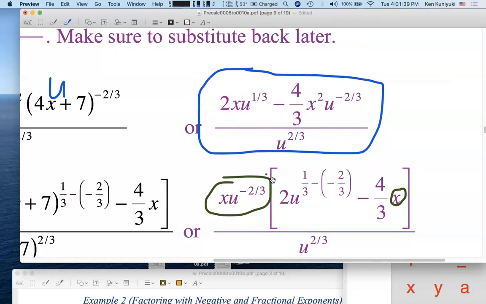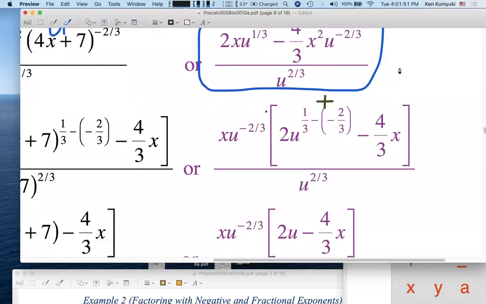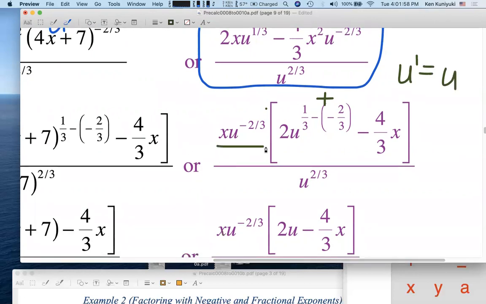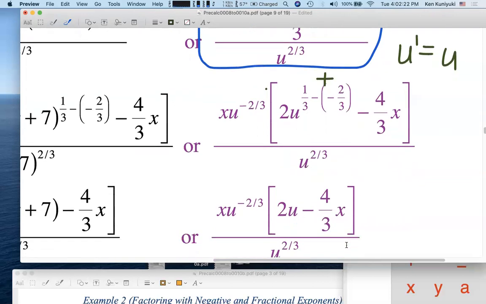All right. What's 1/3 plus 2/3? That's 3/3 or 1, which we don't even have to worry about. U to the first is u. Okay, so we copy this, xu to the negative 2/3. That's not a problem. We copy the 2. Again, u to the 1/3 plus 2/3. That's u to the first. That ends up being plain old u. And then copy the negative 4/3 x. This all goes over u to the 2/3.